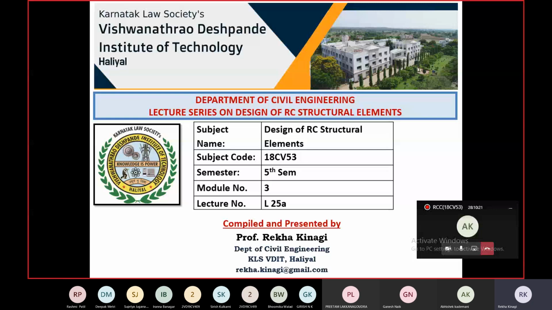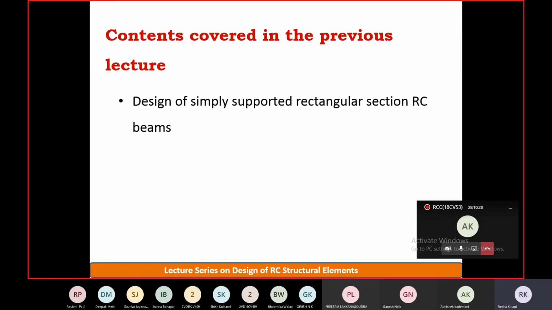Good afternoon, students. Today, let's start with lecture number 25A of module 3. In the previous session, we designed a simply supported rectangular section RCB. In that, we covered the dimensions of the rectangular section. Along with that, we calculated the loads acting on the structure, and we also calculated the design bending moment and design shear force to be considered for the design.